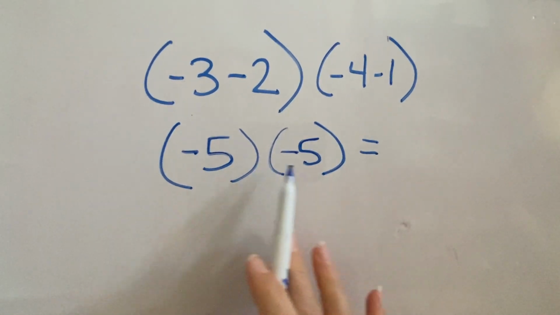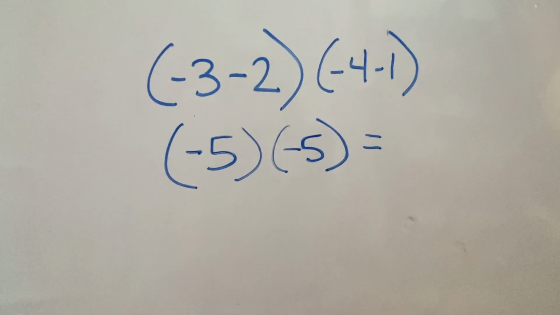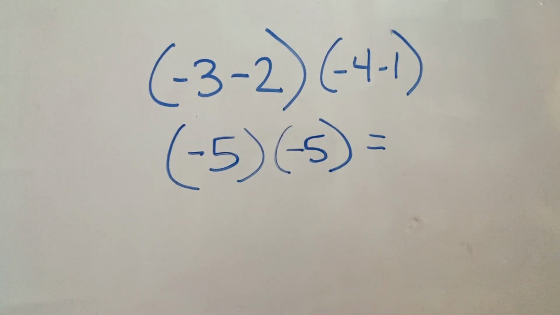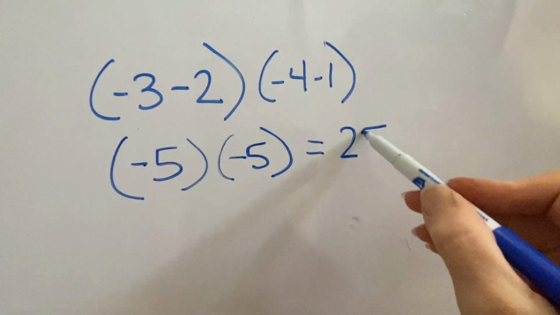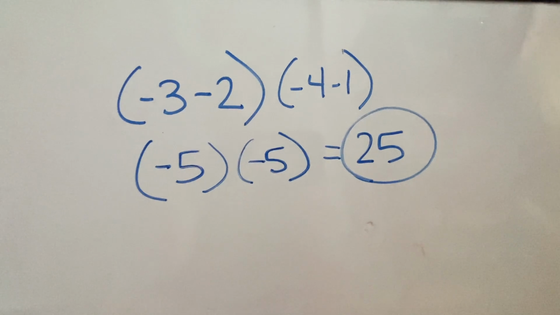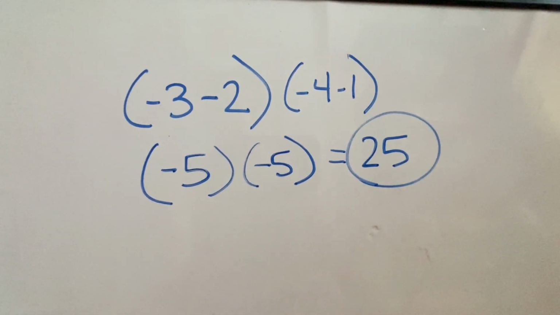So now, remember what we said. When you have two parentheses squished together like that, it's basically saying multiplication. So it's -5 times -5, which is 25. Positive 25. Two negatives times each other is positive. So there's the first example.